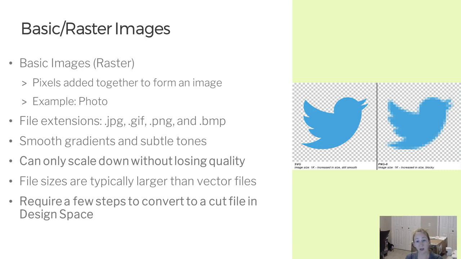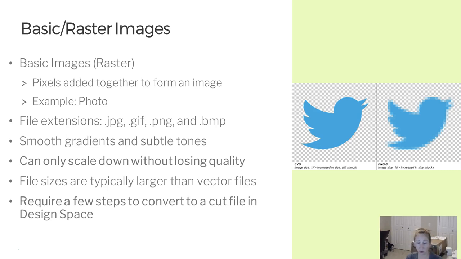The basic or raster images are useful for certain things. They do create very smooth gradients and changes in color, subtle tones. So if you are looking to do a print then cut image, where you're going to print something out on your printer and you want to have really nice color variations and gradients, then a basic image might work really well for that, because you can print it out on your printer and then cut out around it using the print then cut feature. So they are useful in that way if you want lots of different color variations and subtle tones.